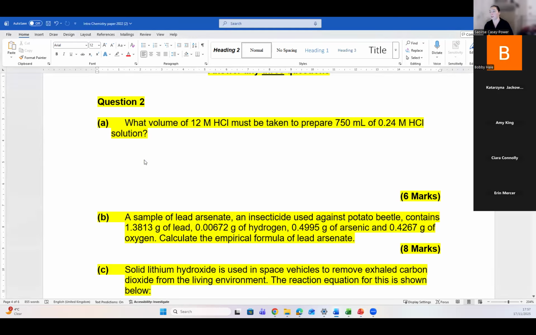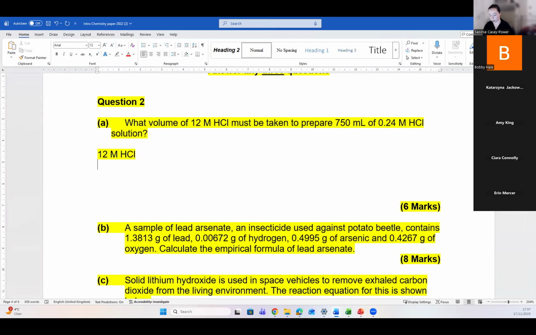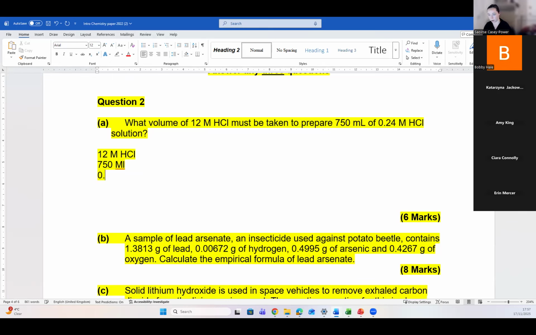Okay, so this asks what volume of a 12 molar hydrochloric acid solution must be taken to prepare 750 ml of 0.2 molar HCl solution. All right. So I would just write down everything that I have of importance in a question when I have it. So what we have is 12 molar, we have a volume of 750 ml, and we have 0.24 molar HCl as well.